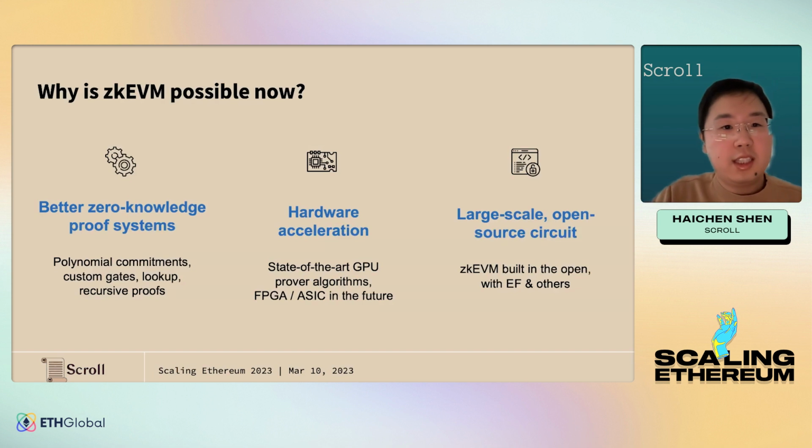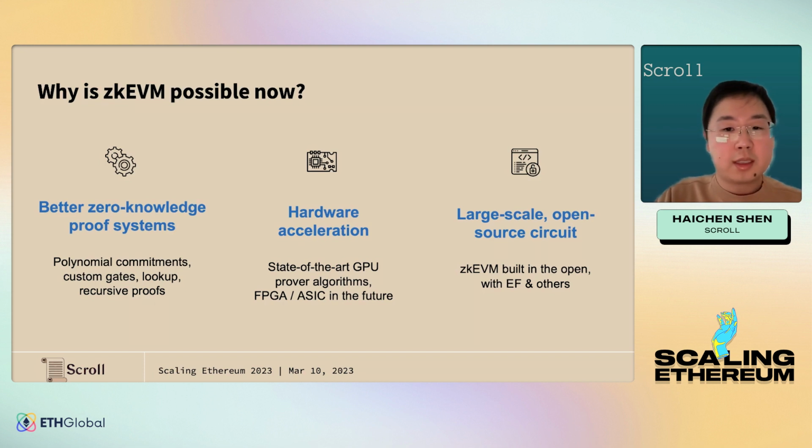So why is the zkEVM possible now? There are mainly three reasons. First, we now have better zero-knowledge proof systems. We have a lot of new primitives such as polynomial commitments, custom gates, lookup arguments, and recursive proofs. All those recent advancements in zero-knowledge proof protocols make building the zkEVM more practically viable. And the second, we have more hardware acceleration available.